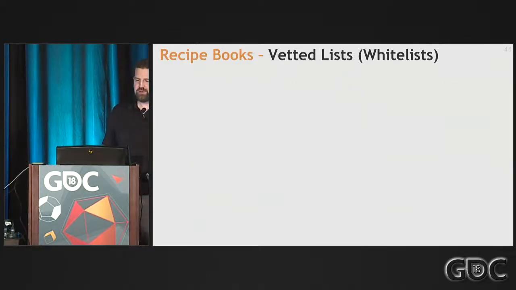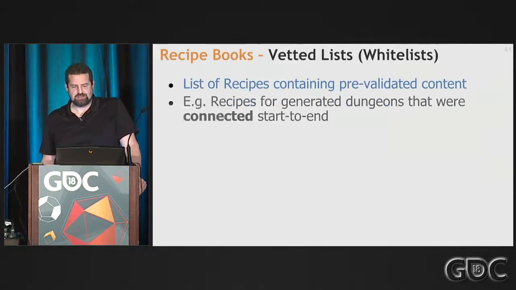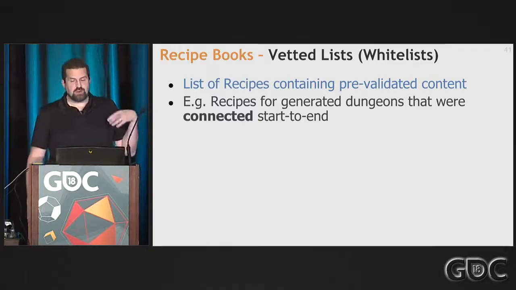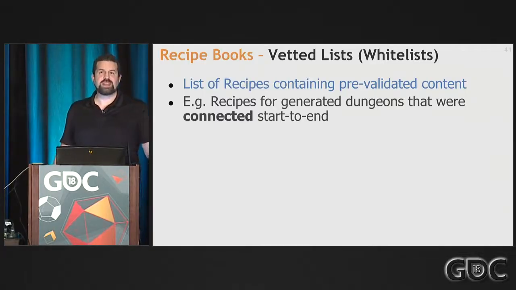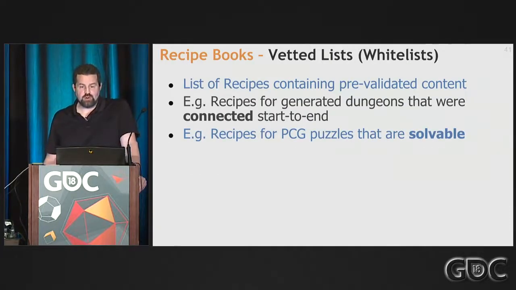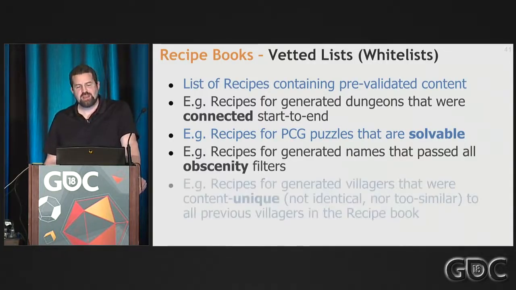So a white list would be the list of recipes, which at minimum is going to contain the seeds that you know are valid because you've already checked that they're valid. For example, these are the recipes for the generated dungeons that were proven to be connected end to end. There could be recipes for puzzles that I know to be solvable, recipes for names that I know have passed all my obscenity filters, so I don't have to do that in real time.